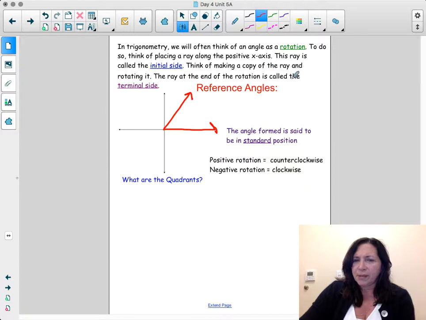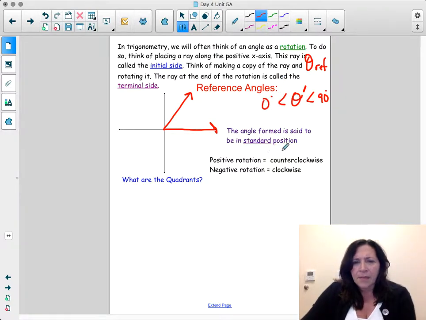Now, a reference angle comes into play. We talked about this in the last video, but if you didn't watch that, you have theta reference. That's one way of writing it. You could also write it with a little REF down here. But a reference angle is going to be less than 90 degrees, but more than 0 degrees. It's formed with the angle in standard position.